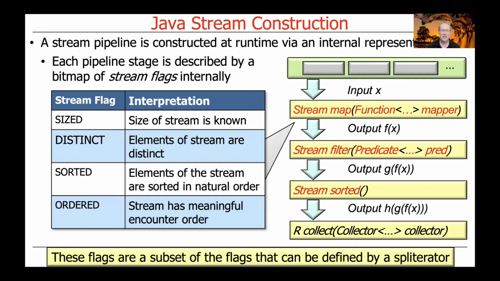And then the other key bitmap characteristic here is the ordered characteristic. And that means that the stream has a meaningful encounter order. That means that someone cares about element 0, element 1, element 2, element 3 in that order. So certain sources of streams, like ArrayLists, have an encounter order that is meaningful. Conversely, if you have something like a hash data structure, like a HashSet or a HashMap, that doesn't really have a meaningful encounter order because they're hashed to whatever they're hashed to, and it's not going to be relevant in terms of the order in which they come through. So those are some of the characteristics that can be set.